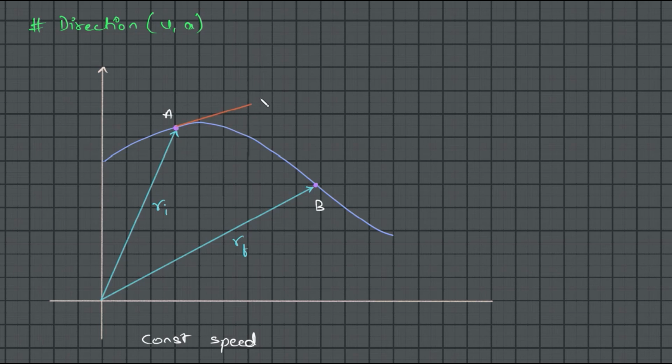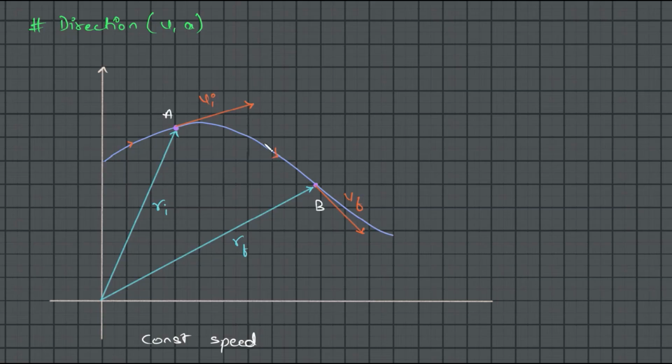Say the tangent is something like this. So that is your velocity at point A. And the tangent is something like this at point B. Okay, so it looks something like that. Not exactly, but again, it's not an exact thing. If I have not drawn something right, don't mind that. So this is your change in velocity. This is how the particle is moving. So this you guys understand.